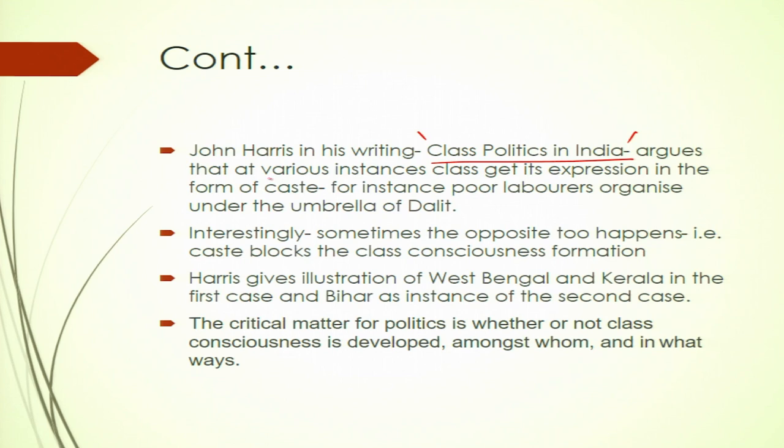He argues that at various instances, class gets its expression in the form of caste. For instance, poor laborers organize under the umbrella of Dalit. Now, this is an important aspect of understanding class politics in India. For a very long period of time, the communist parties in India tried to do their politics on the basis of the argument that class is the core of human organization, and it is the class which is the fundamental reason around which the politics needs to be constituted, and all other issues, including caste, gender or religious identity, need to be subsumed under the overarching umbrella of class.